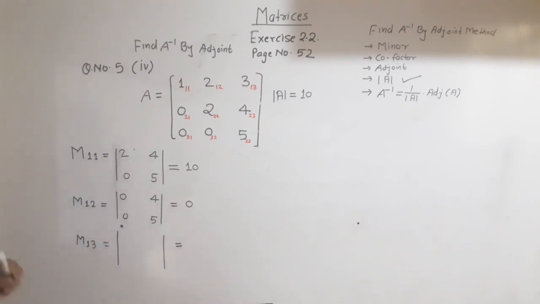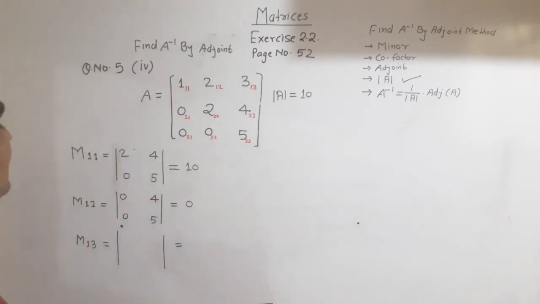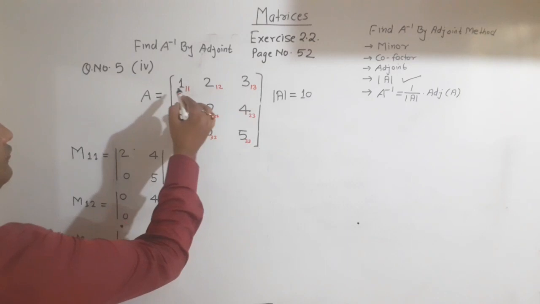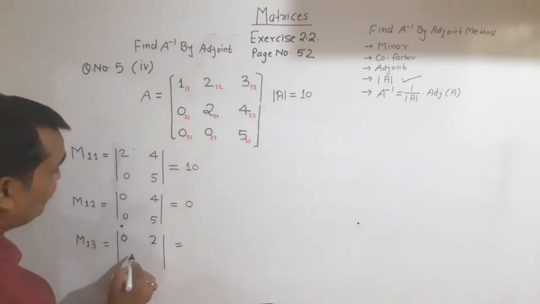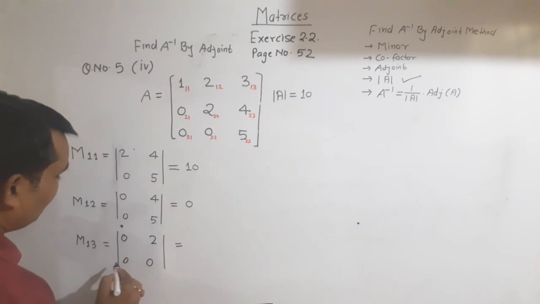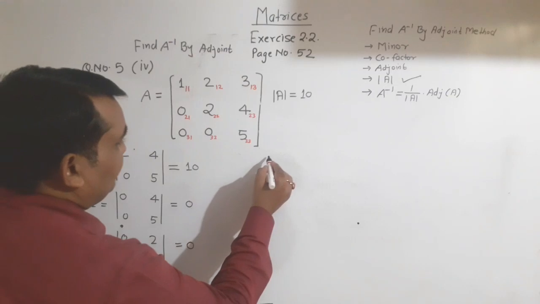And in the board exam you are going to get a 3 to 4 mark question based on this, like find A inverse by adjoint method, row transformation or column transformation. Now 13, forget the first row and third column. It's 0 2 0 0. Your answer will be 0. Now try to understand.